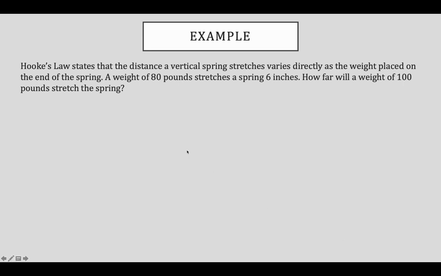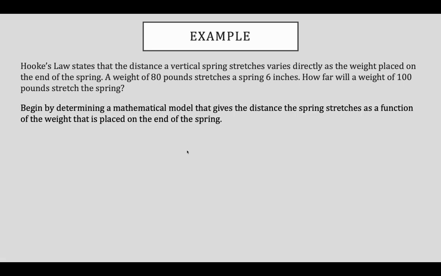Okay, so again, the first thing we need to do is come up with a model that gives the distance the spring stretches as a function of the amount of weight that is placed on the end of the spring. Identify your variables. What are the things that are changing in this problem? One, the distance the spring is stretched. That's our dependent variable. And the distance the spring is stretched depends on the weight that we put on the end of the spring. So we have D for distance, and I have chosen W for weight.